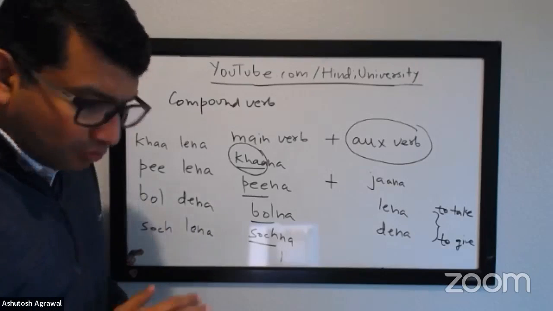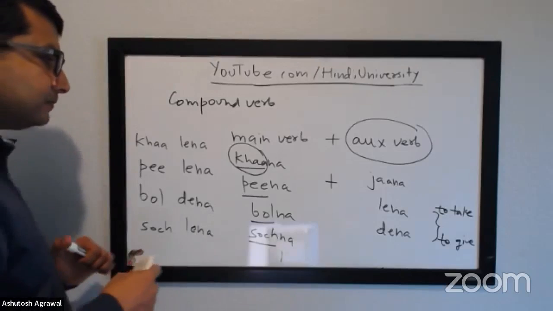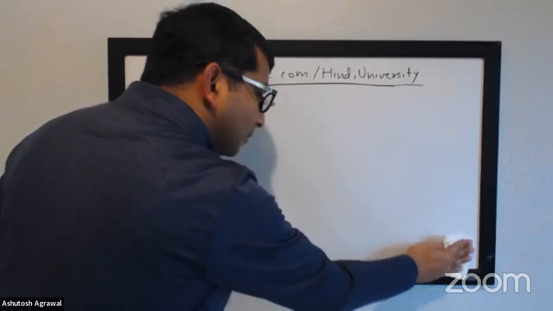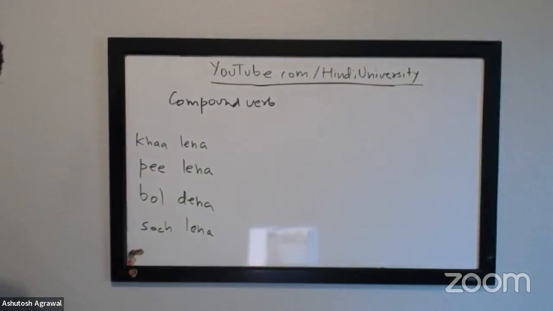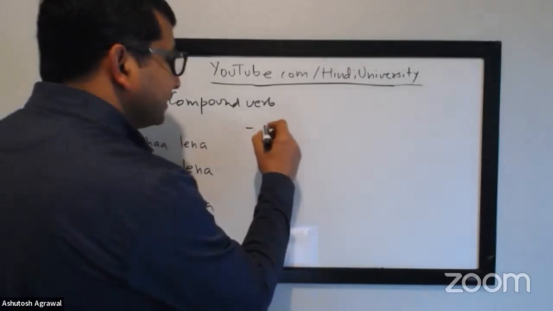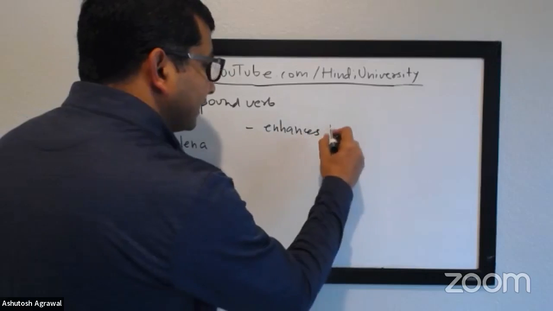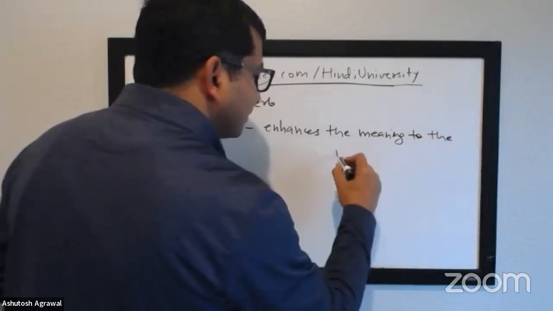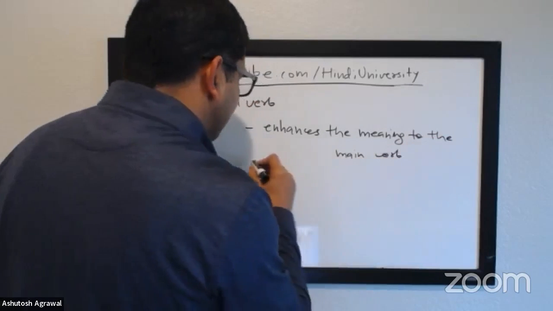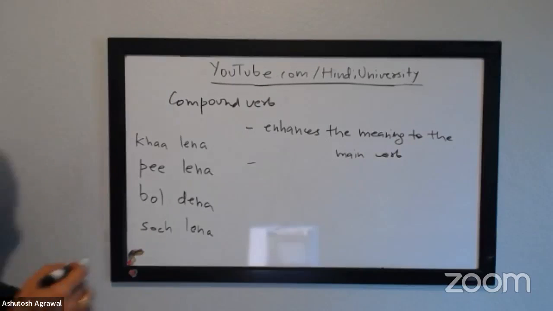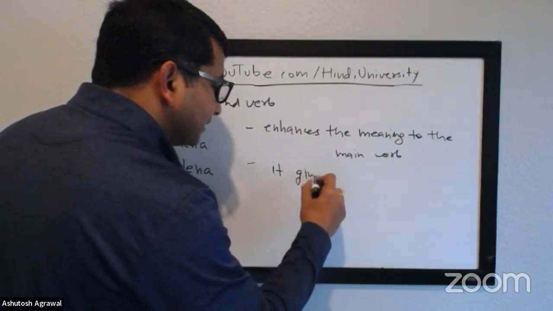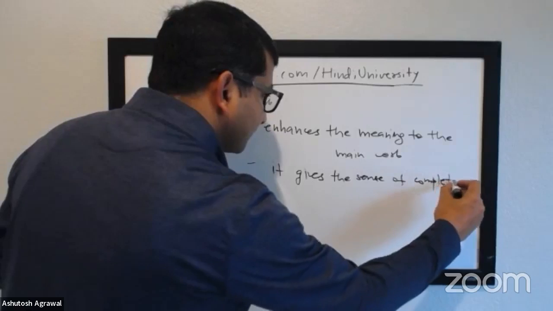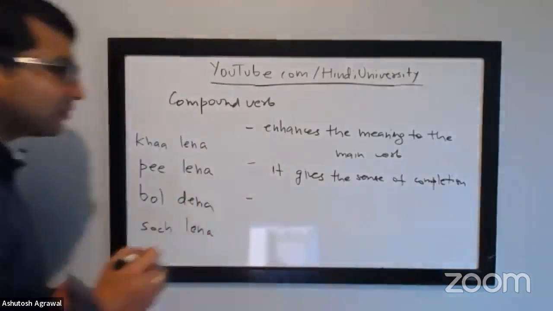Okay, so this is just a very quick example. Now I'm going to erase it, and I'm going to talk about what happens as a result of compounding it. The first one is, when you're doing it, it enhances the meaning of the main word. Sometimes when you do that, it gives the sense of completion.